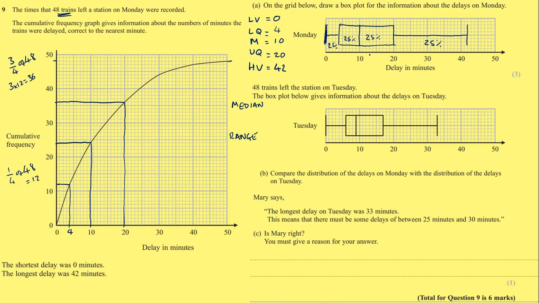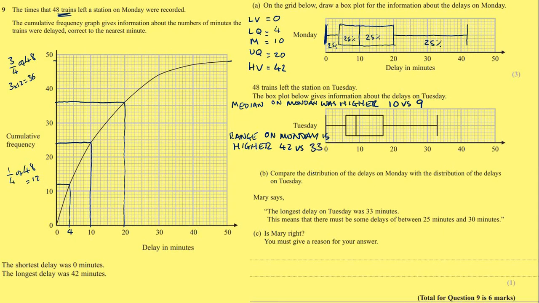It's called a measure of spread, and most often people just use a range. Okay. Now, the median on Monday was 10 versus on Tuesday, which was 9. Median on Monday was higher. It was 10 versus 9. The range on Monday is clearly higher. It's 0 to 42, so it's 42. So range on Monday is higher, and it is 42 versus 33.